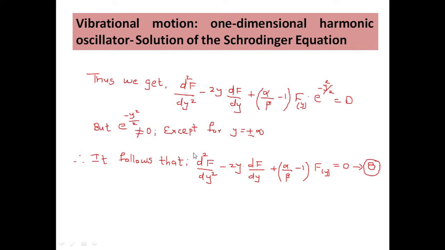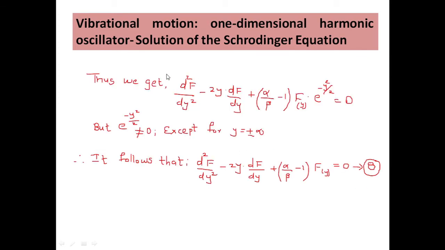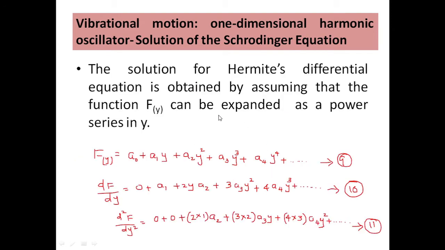Therefore, we come to the conclusion that the remaining part is equal to 0. That is, d square f by dy squared minus 2y into df by dy plus alpha by beta minus 1 of f of y is equal to 0. This function should be equal to 0 and we will mark it as equation number 8. This equation 8 is a Hermite differential equation.